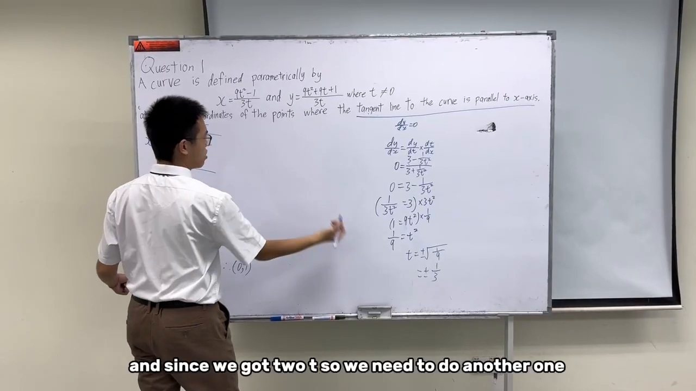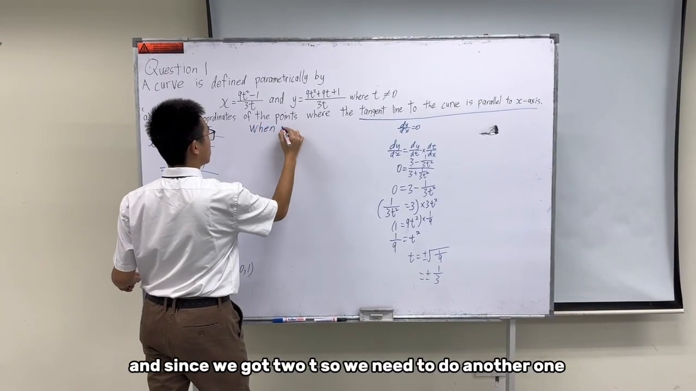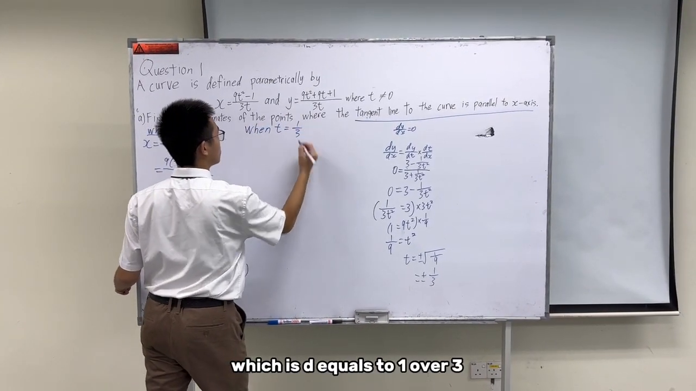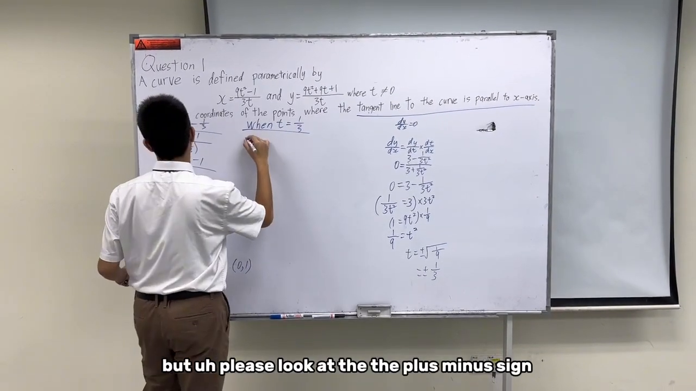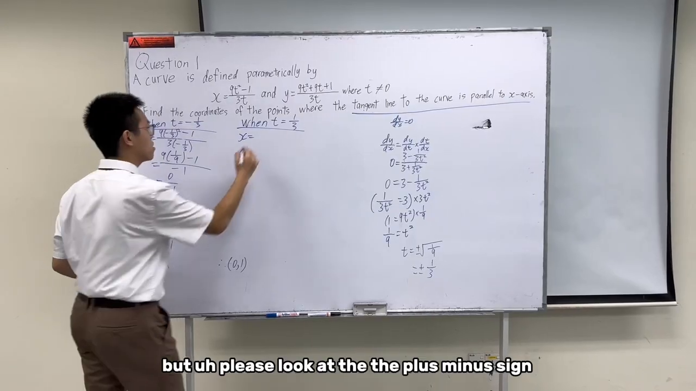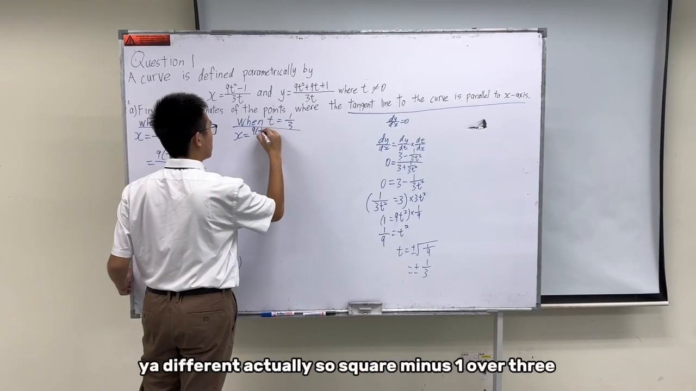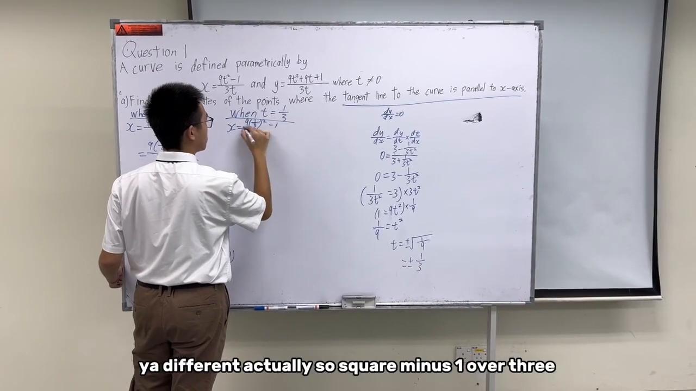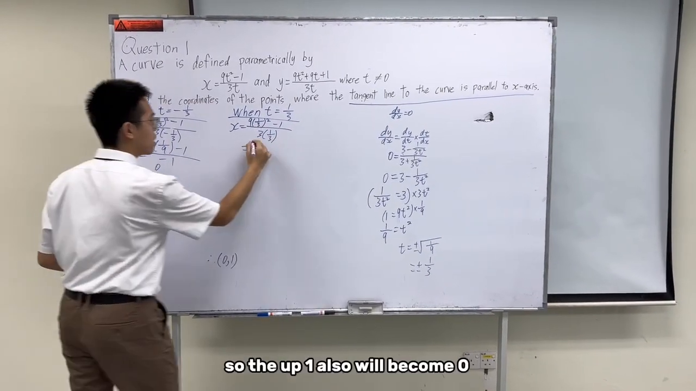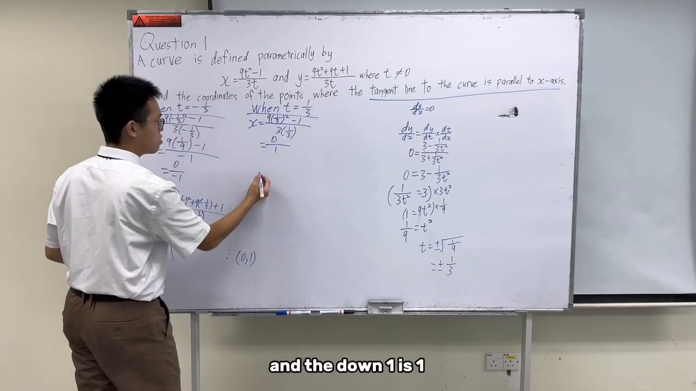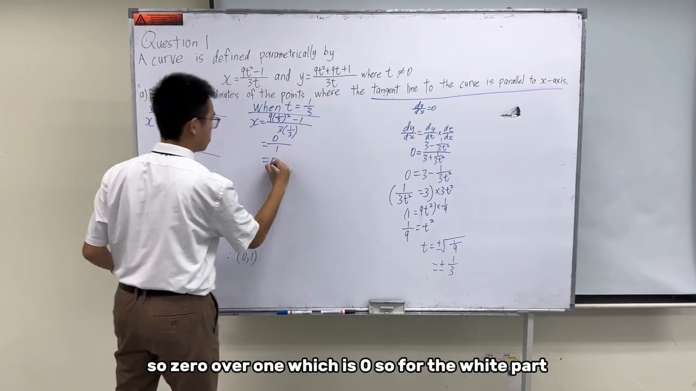And since we got 2t, we need to do another one, which is t equals 1 over 3. They are the same, but please look at the plus minus sign. They are different actually. So square minus 1 over 3. So the up one also will become 0, and the down one is 1. So 0 over 1, which is 0.